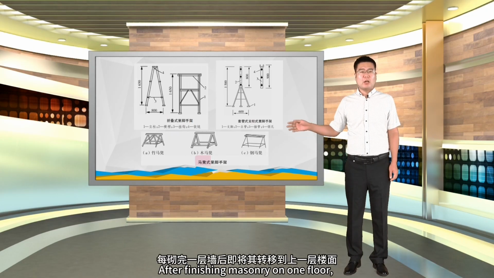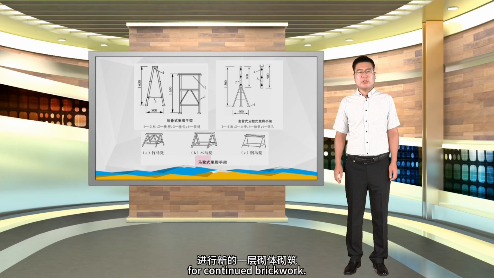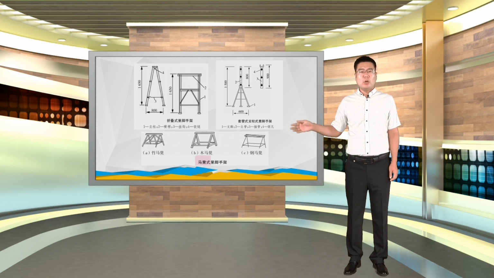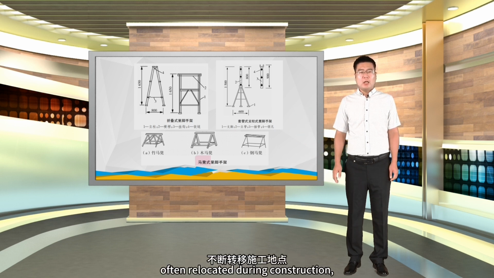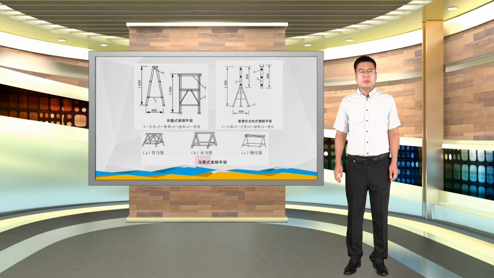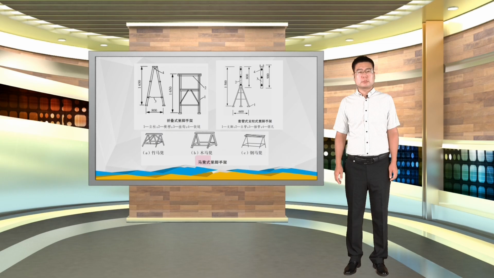After finishing masonry on one floor, move the scaffolding up to the next level for continued brickwork. It can also serve exterior walls and interior decoration construction. Aluminum scaffolding, often relocated during construction and frequently dismantled during construction, needs to be lightweight, adaptable, and quick to assemble or dismantle. Its structural forms include folding frames, post-shoring types, and trestle systems.